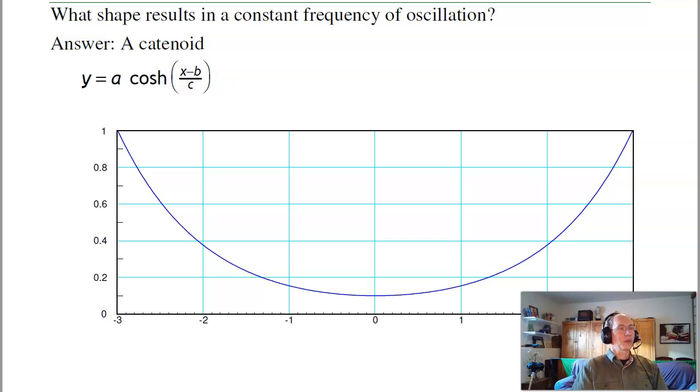Question then, what shape would give you a constant frequency? Well, it turns out somebody actually looked at that. The shape that gives you constant frequency is a catenoid. That's a hyperbolic cosine. If I could build a clock so that the pendulum would follow this shape, I would have a very accurate timepiece. No matter what amplitude the pendulum swings, I would have the same time.